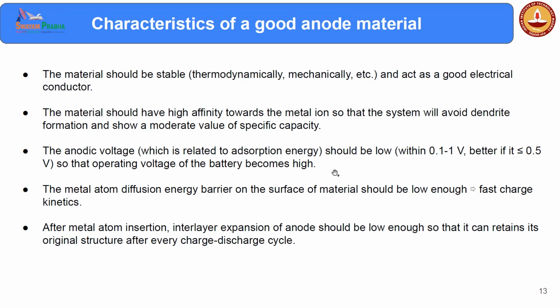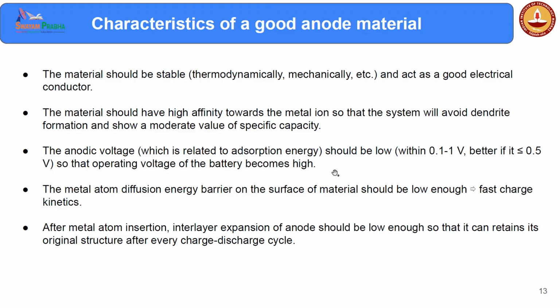So what are some of the good characteristics of the anode material is what I have shown here. These are the things that we will be calculating. First, the material should be stable thermodynamically, mechanically, dynamically, whatever it is, and act as a good electrical conductor. Obviously we are trying to see it as an electrode.